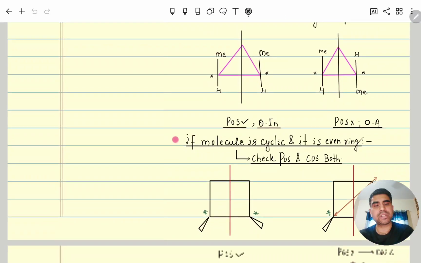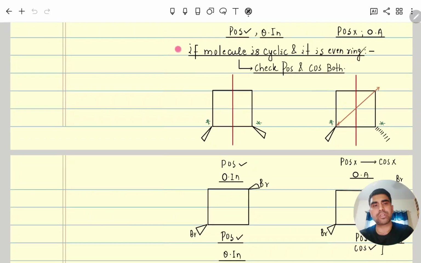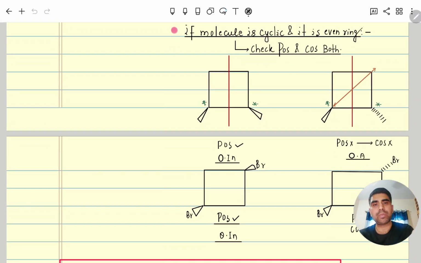Next, if the molecule is cyclic and an even ring is there, we have to check both plane of symmetry and center of symmetry. In sequence, first you check the plane of symmetry. If it is there, then it will be optically inactive. If it is not there, then you have to check COS. If COS is also not there, then the compound will be optically active. Like here, the plane of symmetry is there, so no need to check COS, so it is optically inactive.